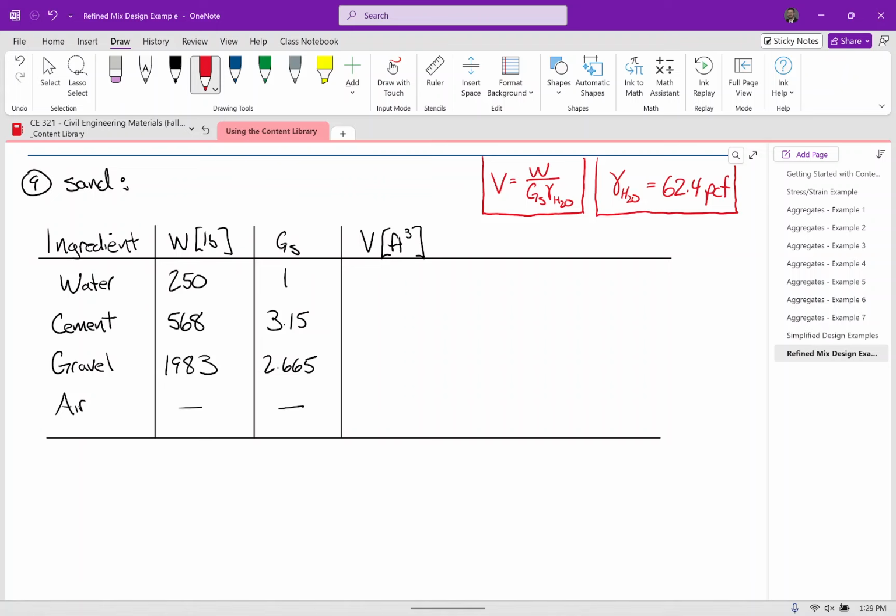Okay, so let's take the weight of the water. So how do we calculate this first row? So we take 250 divided by that times 62.4. So what is this divided by 62.4? Let's say 3 decimal places. How about this one? 568 divided by the product of that and 62.4. What's that? 2.889.